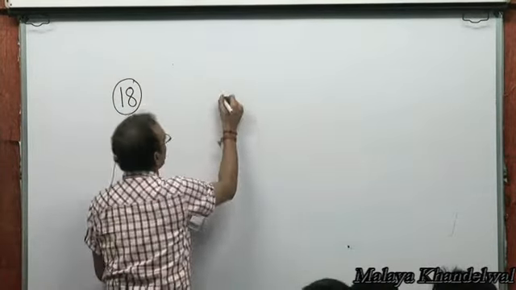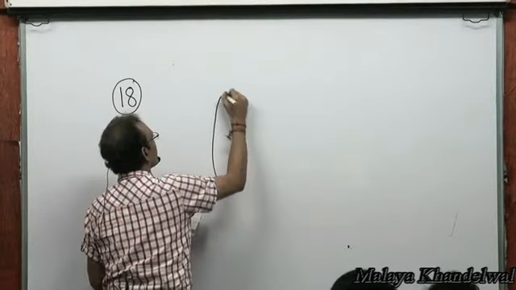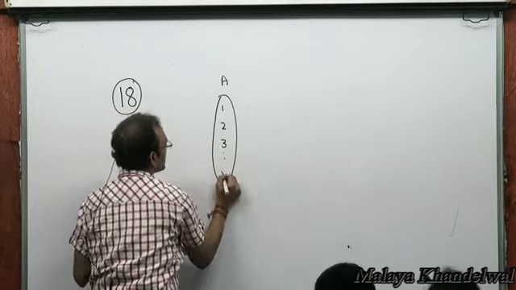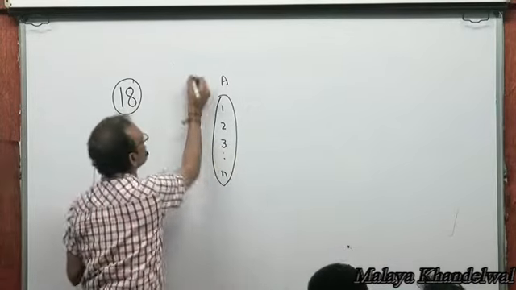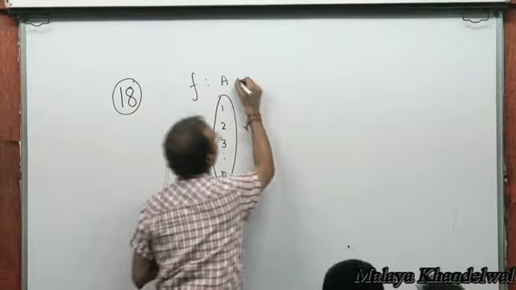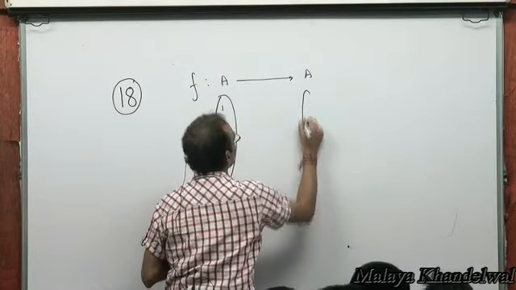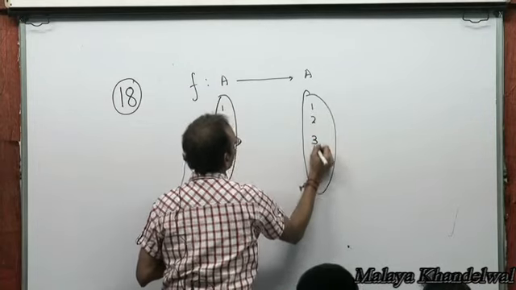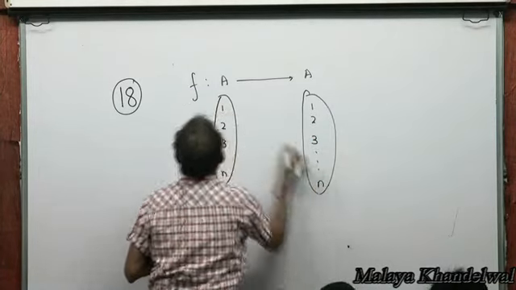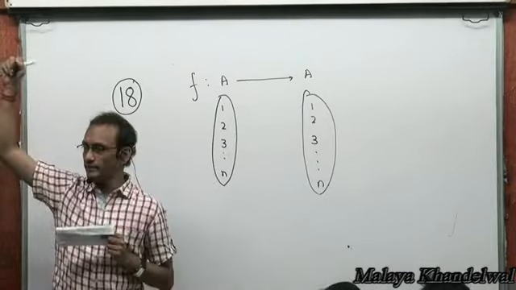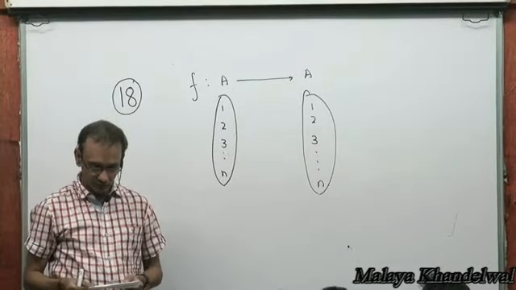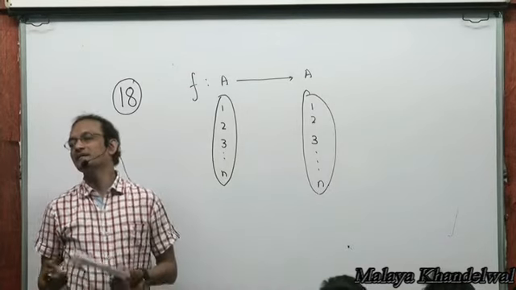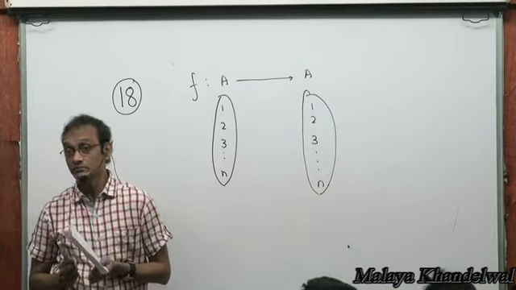There is a set A which is the domain of a function f, and it's mapped to A itself. That means the codomain is also A. f: A to A, right? What is the probability that the mapping is an injection, one-to-one mapping?